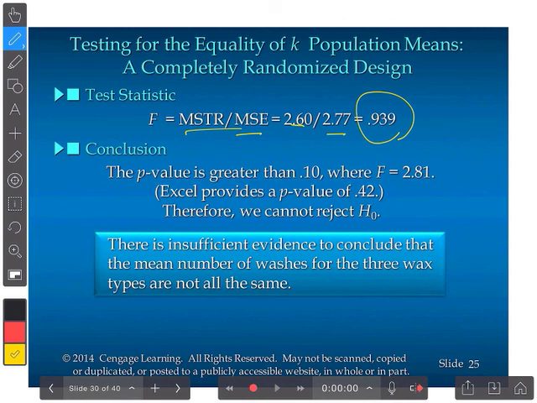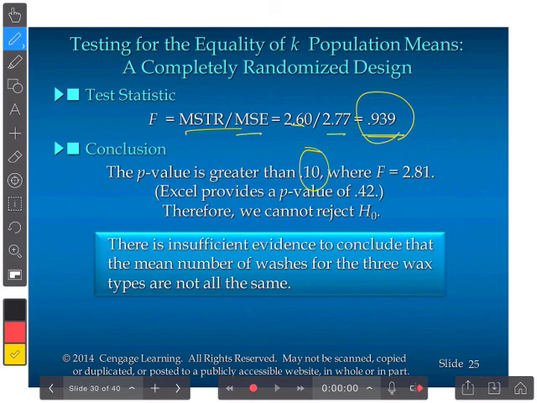So clearly the p-value is greater than 10% if we look it up, and this is clearly not larger than 3.89, right? So therefore we would fail to reject H0. There is insufficient evidence to conclude that the mean number of waxes for the 3 wax types are not all the same, right? Or that there is a difference between them.